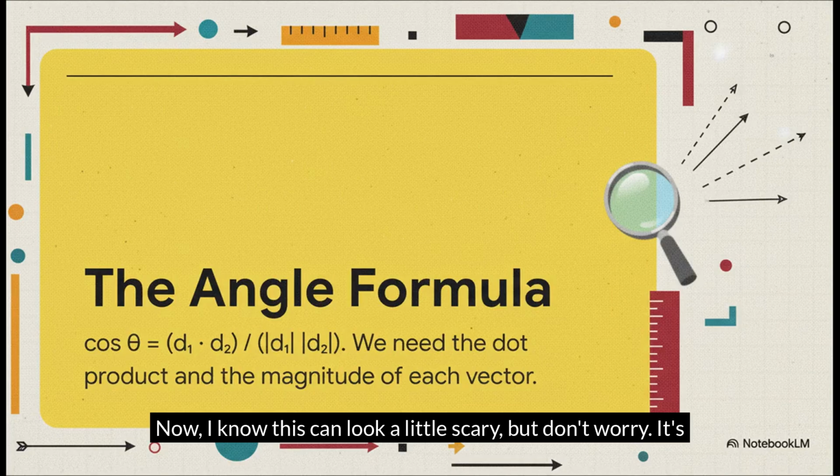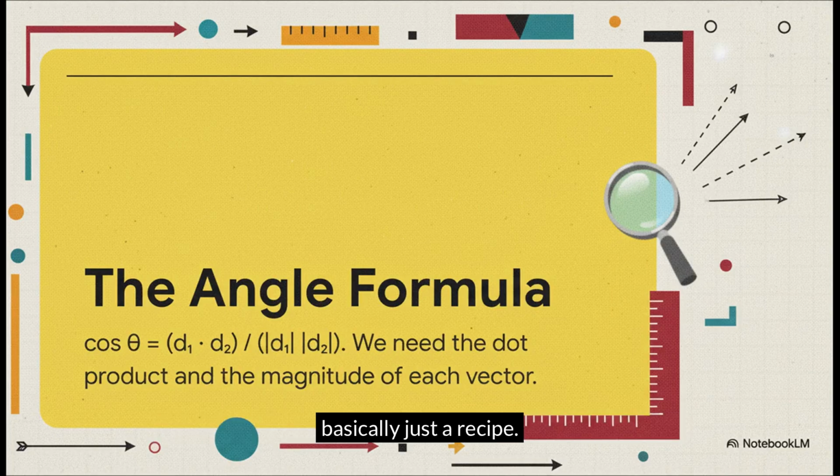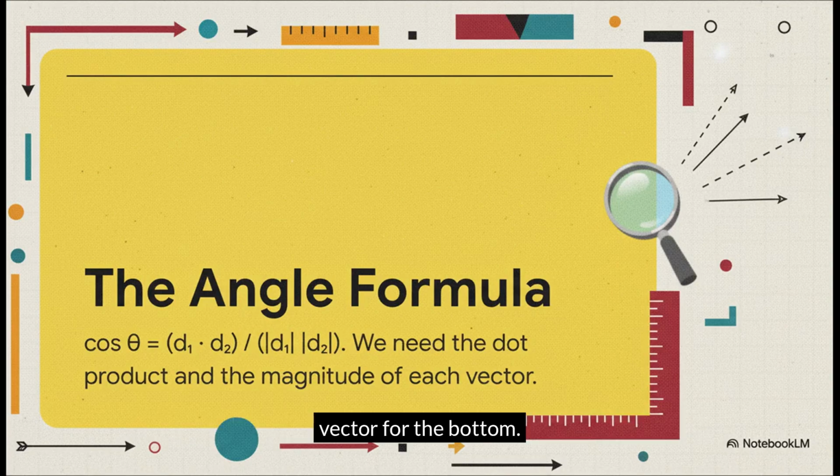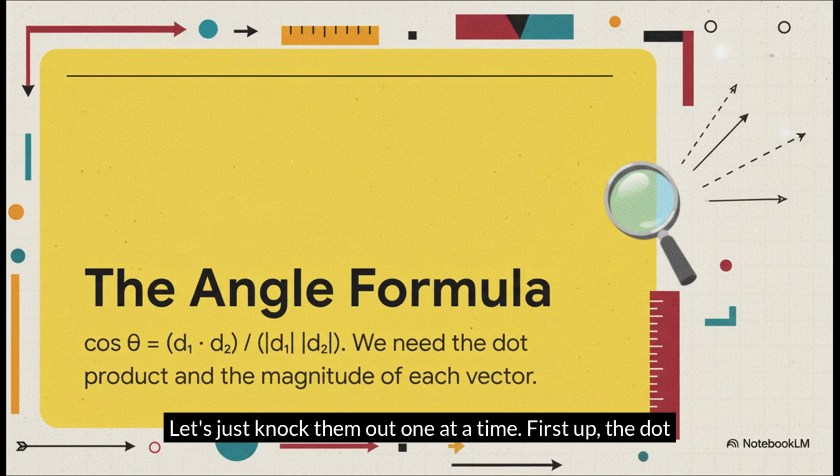Now, I know this can look a little scary, but don't worry. It's basically just a recipe. All we need are 3 ingredients: the dot product of the 2 direction vectors for the top part, and the magnitude, that's just the fancy word for length, of each vector for the bottom. Let's just knock them out one at a time.